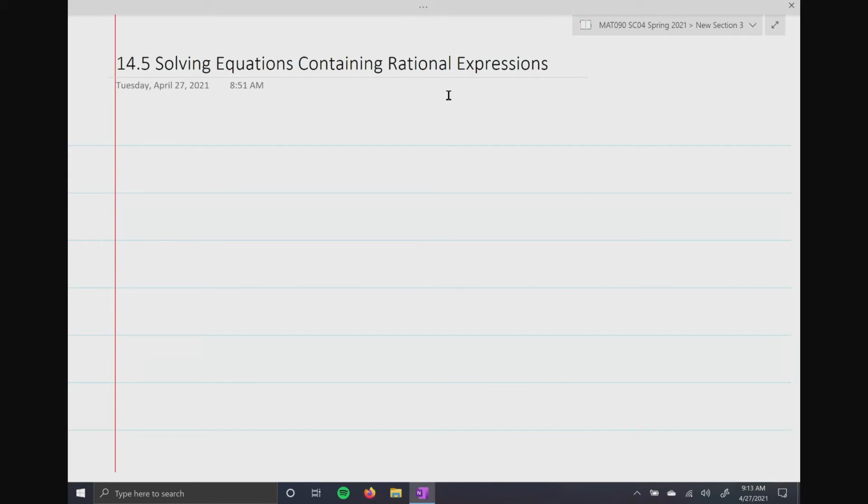All right, there we go. So today we're going to be talking about solving equations that contain rational expressions.